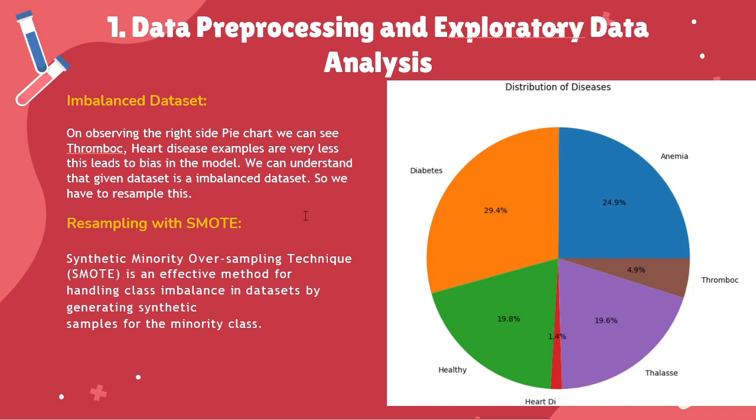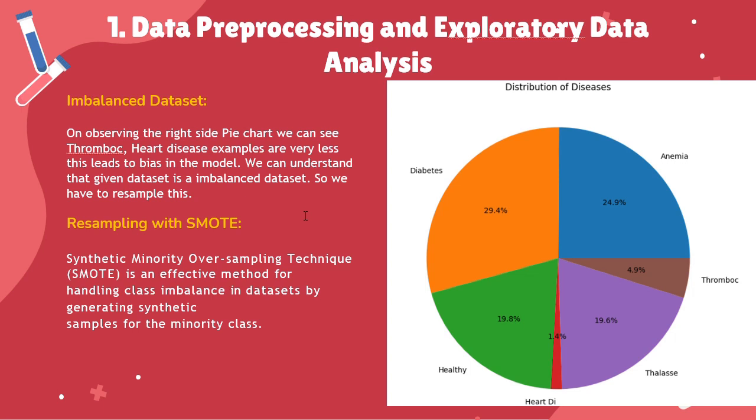So I have seen that heart disease and thrombotic have very few samples, very less in number. This will create a bias in the model, so we need to resample it to get balance in the dataset. Due to this imbalance, there will be bias in the model, and it will predict wrongly. It will be biased toward the higher-count classes like diabetes and anemia. These are higher in number, so it will be biased toward those. So I need to resample it.